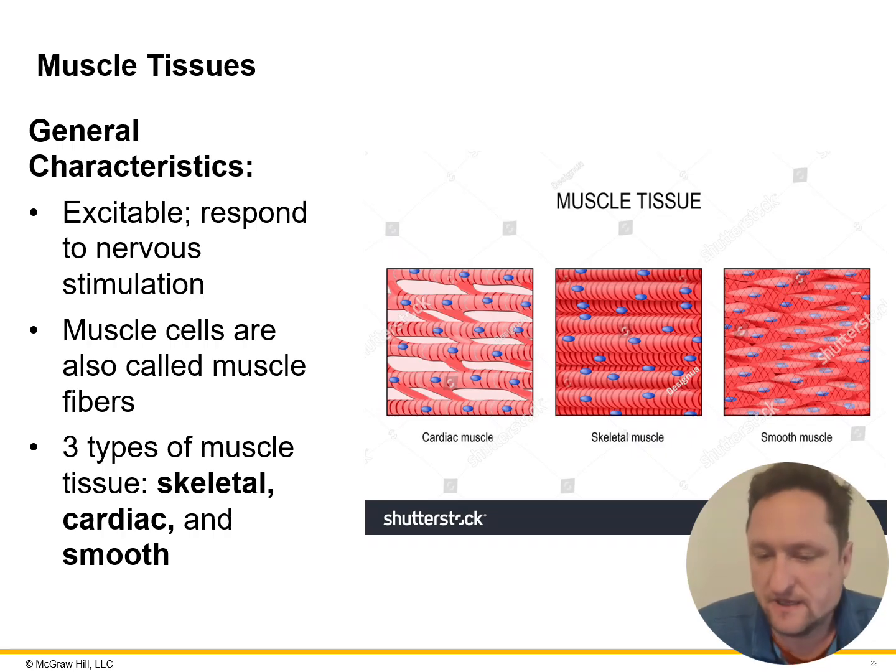Okay, so that is connective tissue. We're going to move on to our third type of tissue, which is muscle tissue. Muscle tissue is specialized for contraction, right? That's how we move. It converts chemical energy from ATP into mechanical work. It enables movement, maintains posture, and it generates heat for our body.